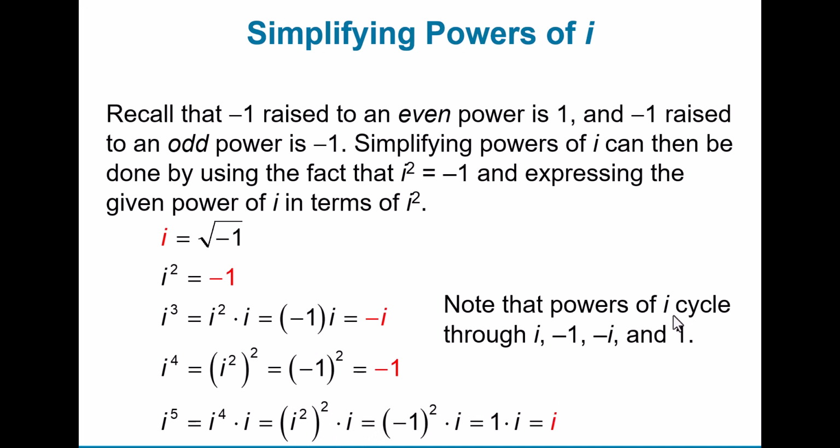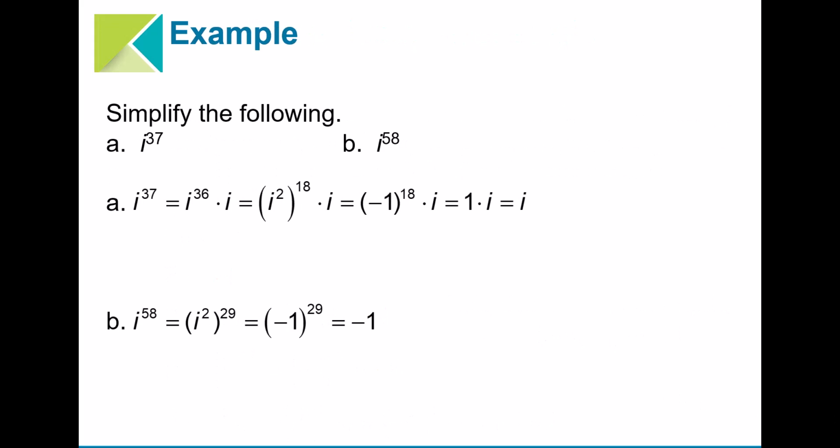Now note that it says the powers of i circle through i, -1, -i, and 1. So they will just cycle through those powers. If you know that, then you don't really even have to break these down too much, but as you'll see here, I'm breaking down powers because I want to get something squared, and 2 times 18 is the 36. This piece right here becomes the -1. Even power becomes the +1, and I get the i. Same thing with the 58, but so nicely 2 times 29 is 58, and I get my value.